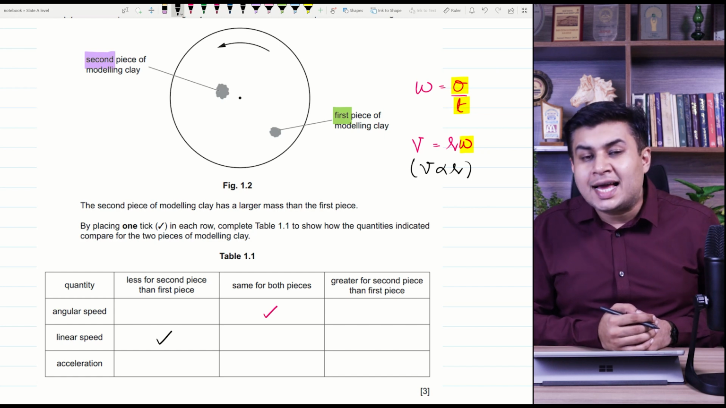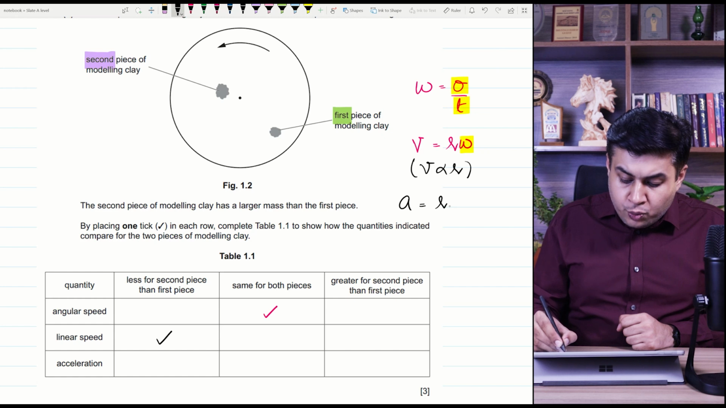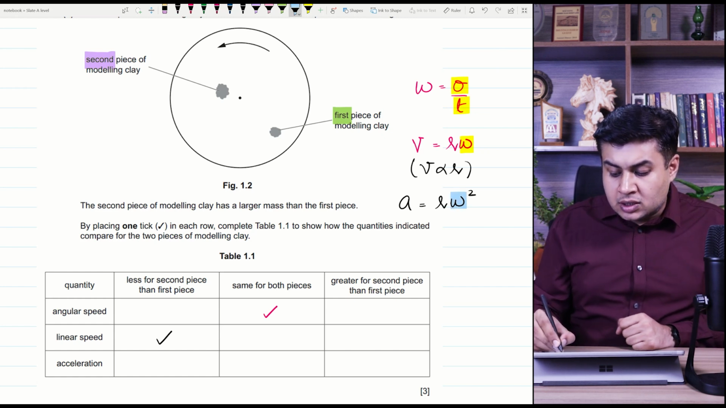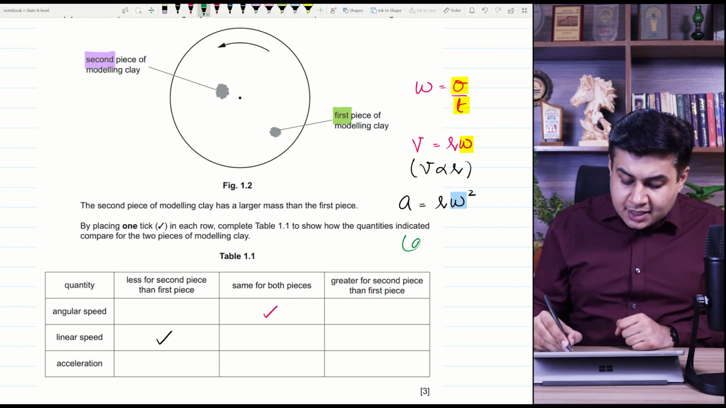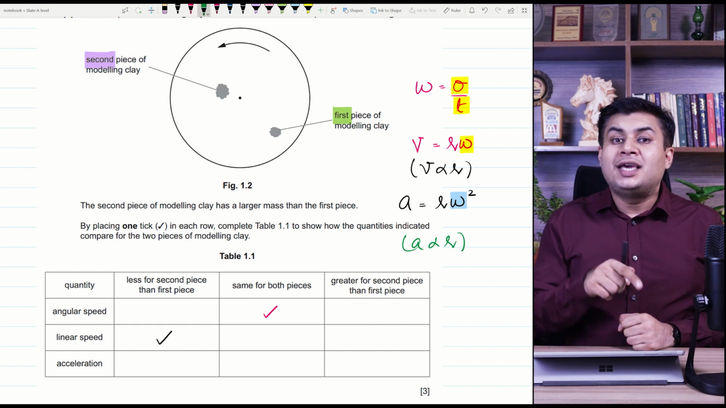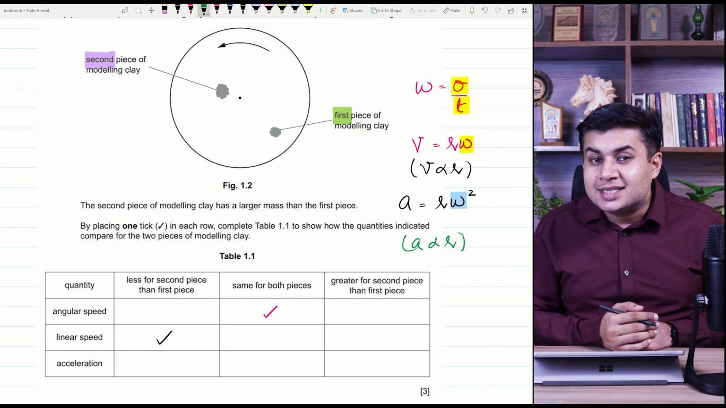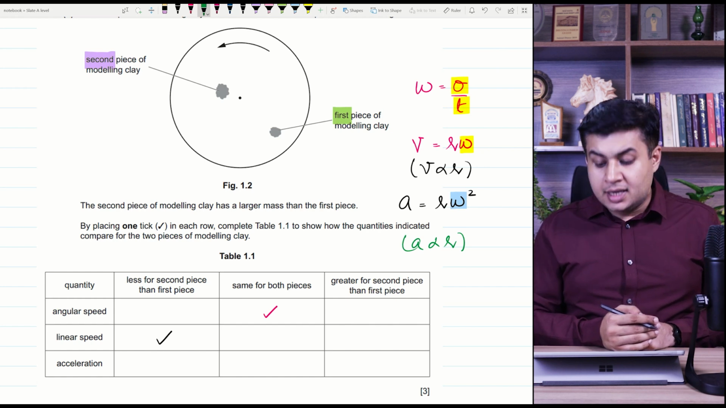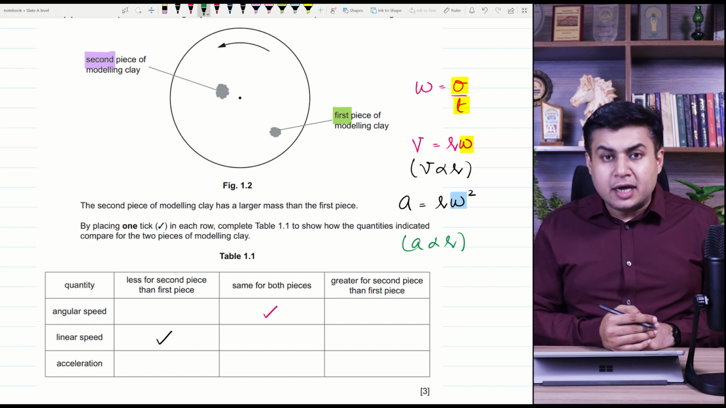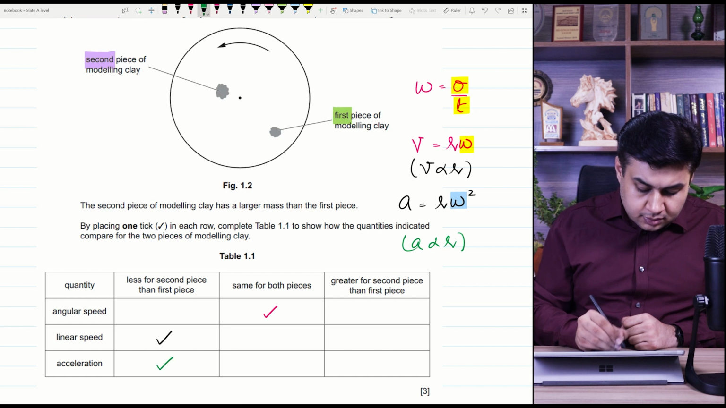And the last one is acceleration, right? The formula of acceleration is equal to r omega square. For both of the pieces, omega is constant. So once again, acceleration is proportional to radius. Once again, radius is greater for the first piece because that is present at the edge. So acceleration is less for the second piece than the first piece. The right answer is this one.